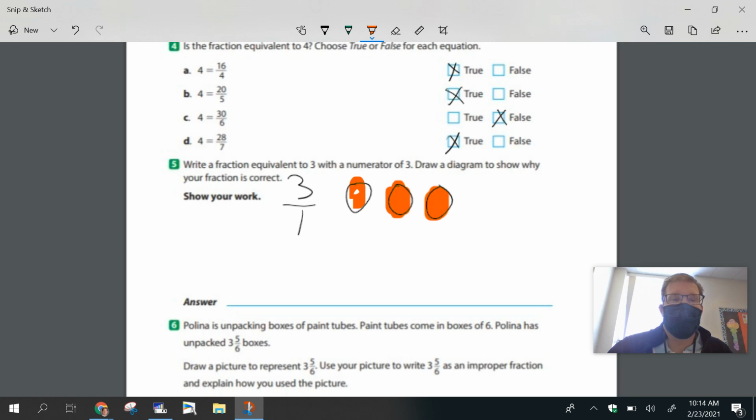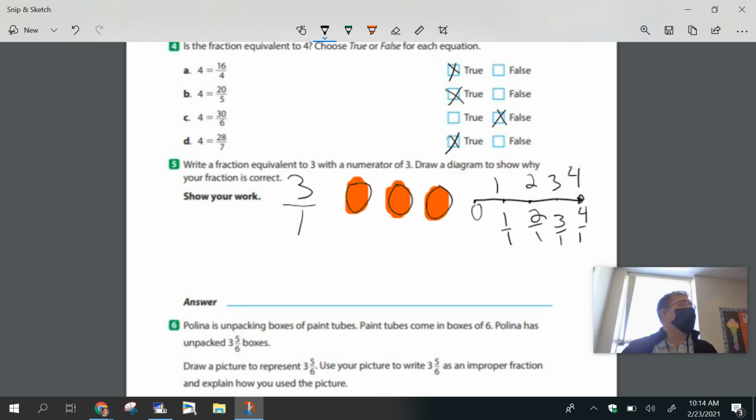I actually used a number line for mine. I used a number line to show mine. Like that? Yeah. Okay. Anybody else do one different?